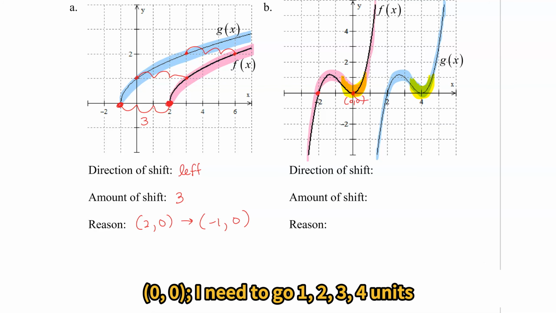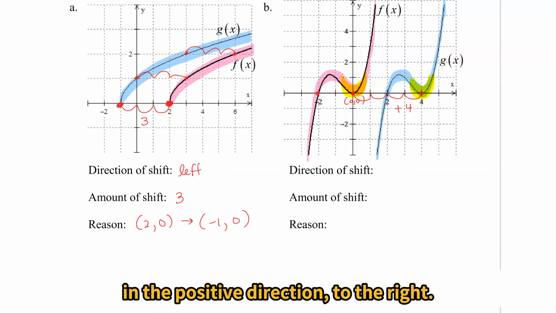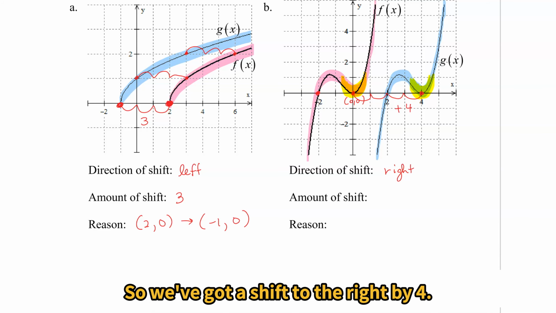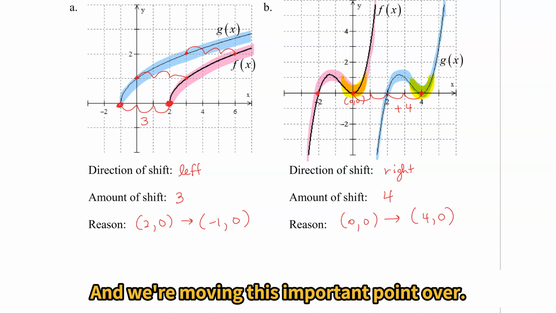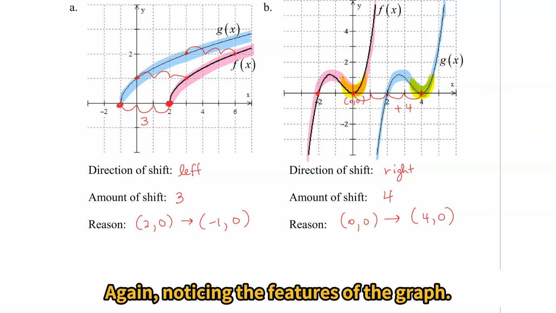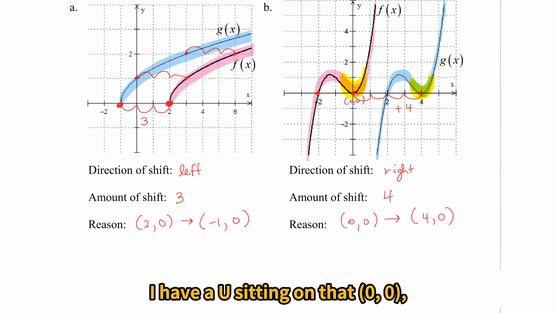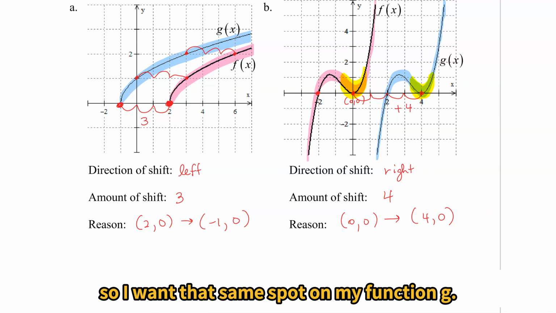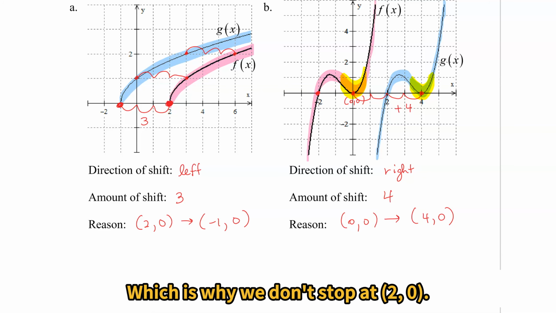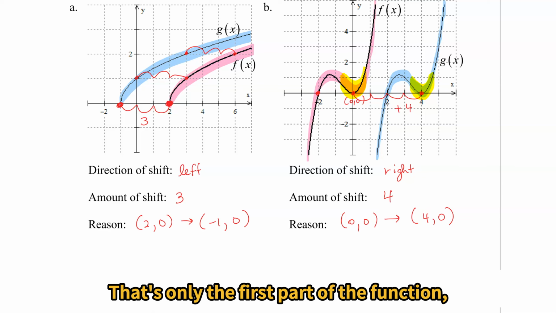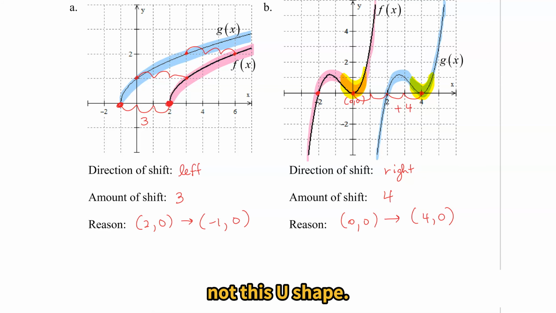0, 0, I need to go 1, 2, 3, 4 units in the positive direction, to the right. So we've got to shift to the right by 4, and we're moving this important point over. Again, noticing the features of the graph. The yellow spot here, I have a U sitting on that 0, 0, so I want that same spot on my function g, which is why we don't stop at 2, 0. That's only the first part of the function, not this U shape.